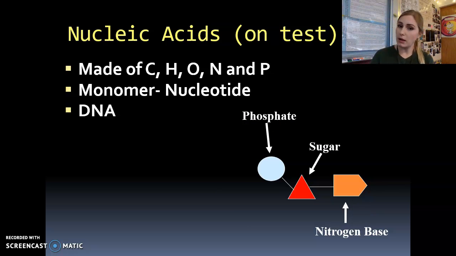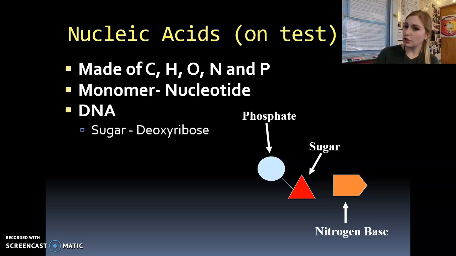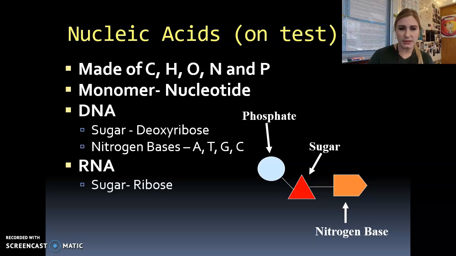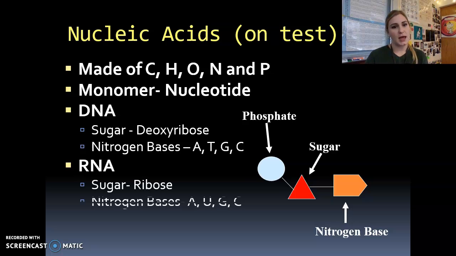Now, when we get into our polymers, that's going to be DNA. DNA is a polymer. The sugar is deoxyribose, and then the nitrogen bases are adenine, thymine, guanine, or cytosine. I'm just going to hope that you guys know your A, T, G, and C. RNA is another type of nucleic acid, and instead of having deoxyribose as a sugar, it has ribose as a sugar, and then it has almost all of the same bases as DNA, but instead of T, it has a U. So instead of thymine, it's got uracil.